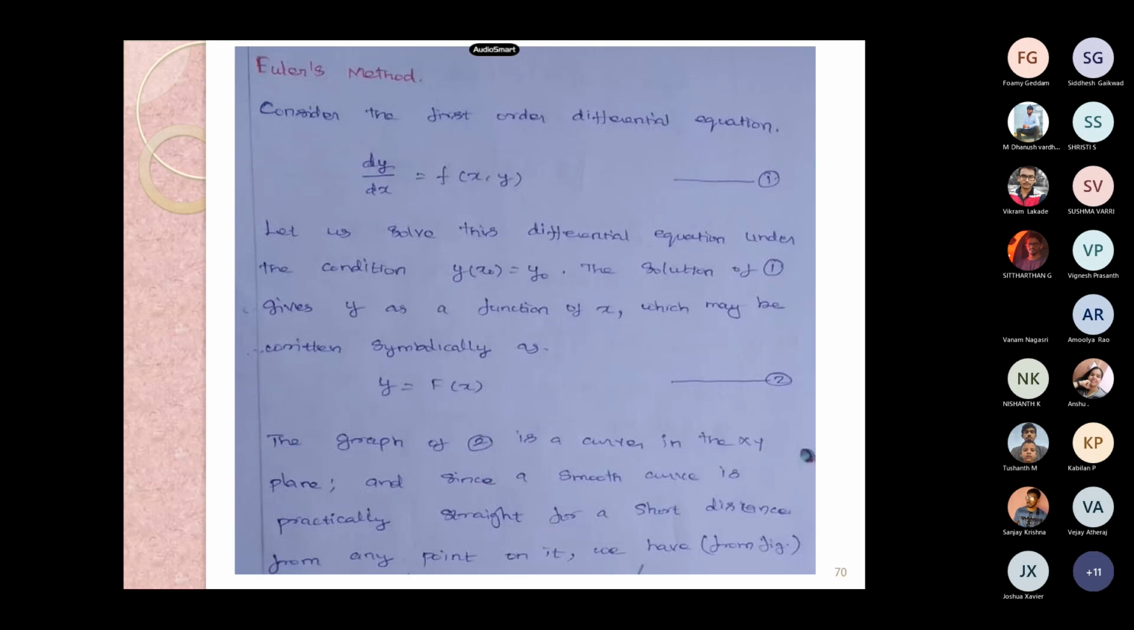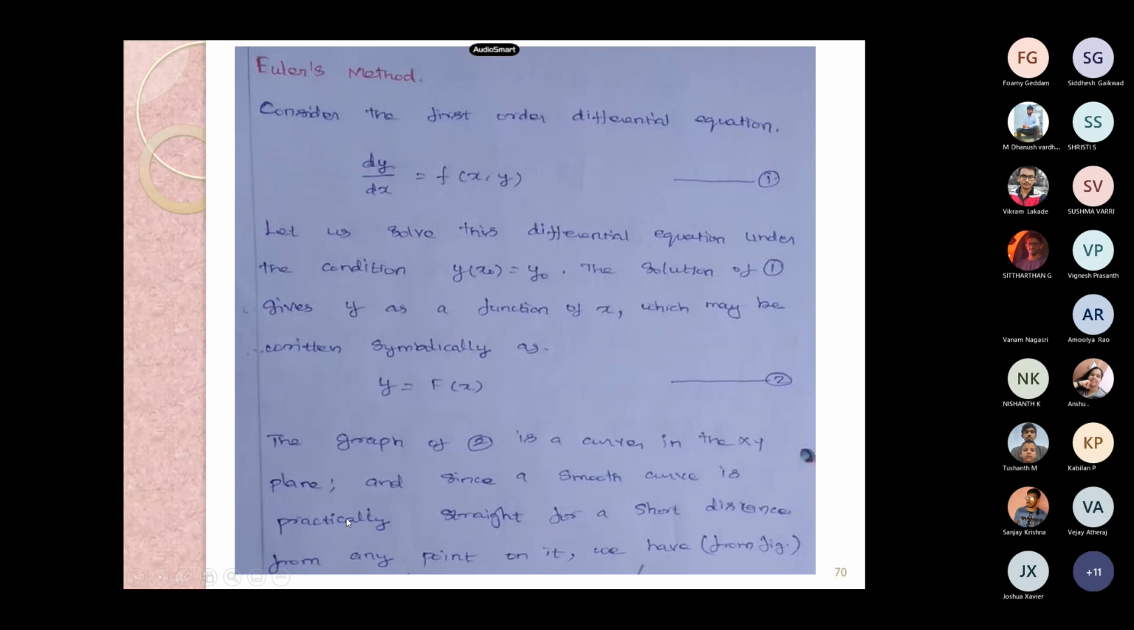And this is about Euler's method. Consider the first order differential equation dy by dx equal to some function f given in terms of x and y. Let us solve this differential equation under the condition y of x naught is equal to y naught. The solution of this equation is equation number 1, which gives a function of x, which may be rewritten as y is equal to f of x. Let this be equation number 2.